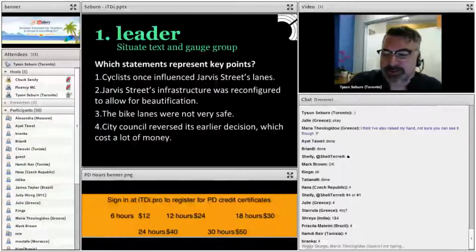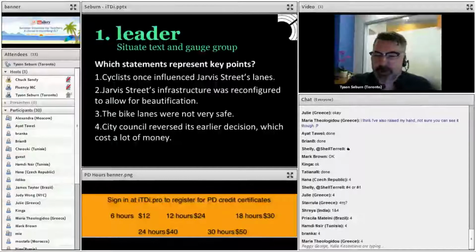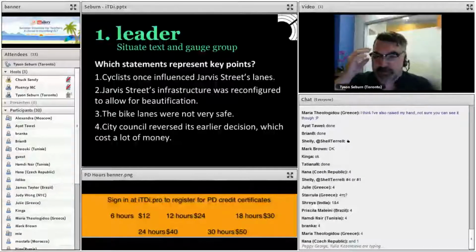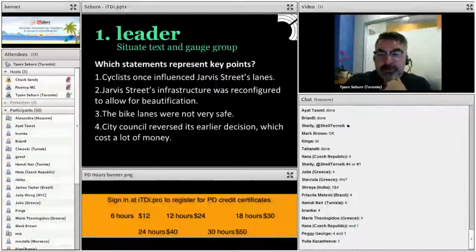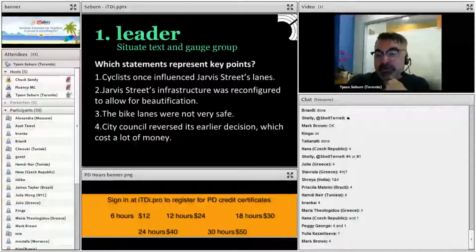Okay, so it looks as though 4 seems to be an overwhelmingly popular number, and some of you are saying 1 as well. And I would agree with you. I think the key points from this text really are number 1 and number 4, right? So cyclists did have some influence on the way Jarvis's street lanes were configured, and in fact, the City Council reversed its decision, and that cost a lot of money. The in-between 2, I think, were just a little bit of detail that isn't the main point of that excerpt.